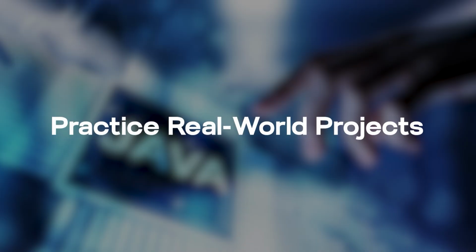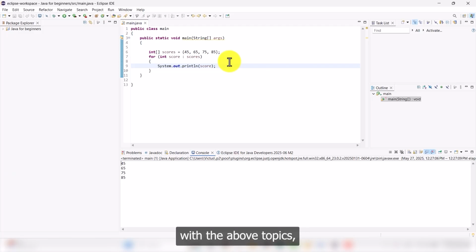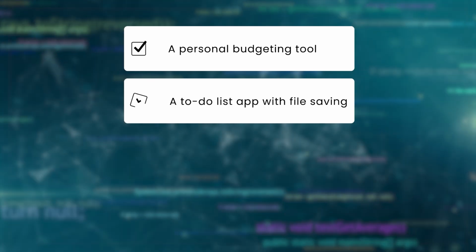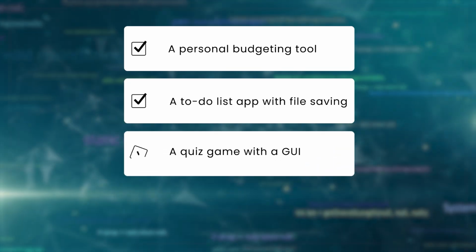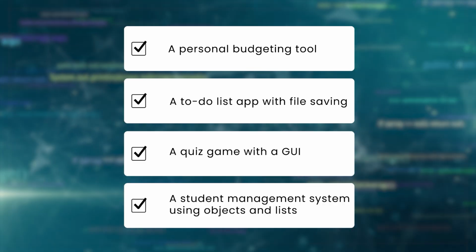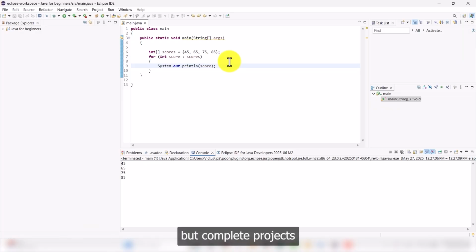Practice real-world projects. Once you are confident with the above topics, you can challenge yourself with real projects. A personal budgeting tool, a to-do list app with file saving, a quiz game with a GUI, a student management system using objects and lists. Building small but complete projects is the best way to learn. Each one teaches new patterns and builds your portfolio.